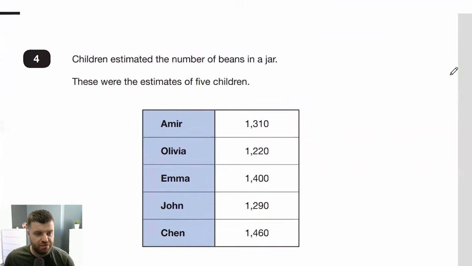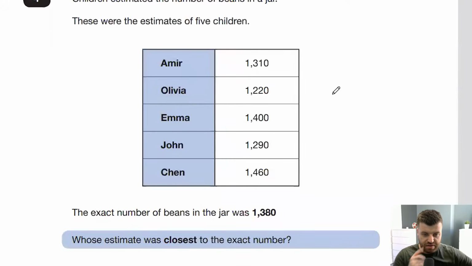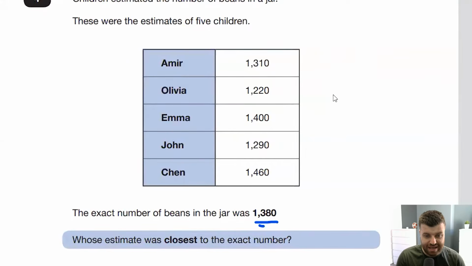Let's see question 4. Children estimated the number of beans in a jar. These were the estimates of the 5 children. Okay, let's scroll down and see. Amir, Olivia, Emma, John, and Chen all have some estimates there written down, okay? The exact number of beans in the jar was 1,380. So that's going to clearly be an important piece of information. Whose estimate was closest to the exact number?